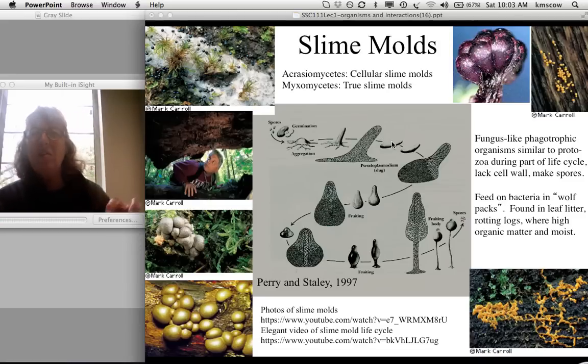You find them in areas where there's a lot of nutrients, something like fresh mulch or a decaying tree, and they will roam over and eat the bacteria that are there, eating these nutrients that have become available. And I think it must be terrifying to see this, what's called a pseudoplasmodium, coming at you, which is made up of all these individuals that are going to engulf you in a minute.